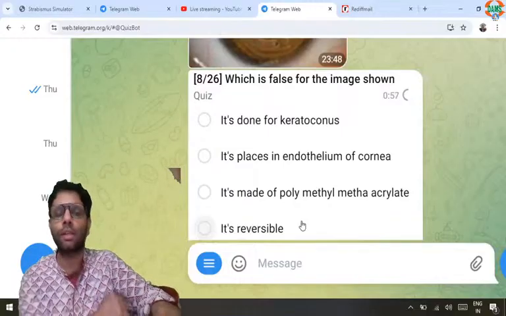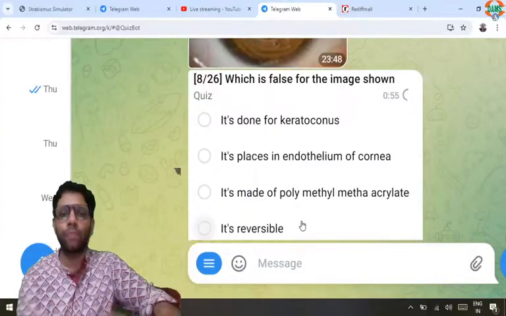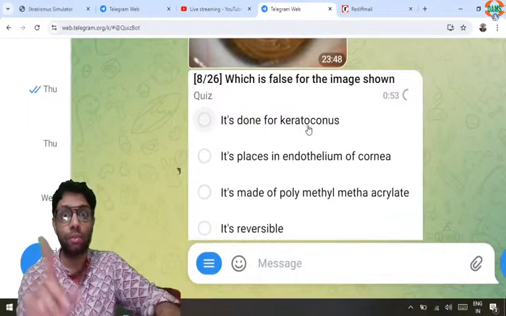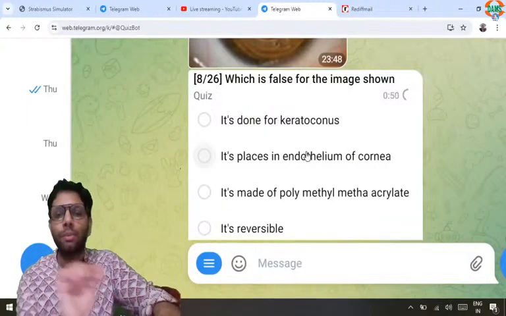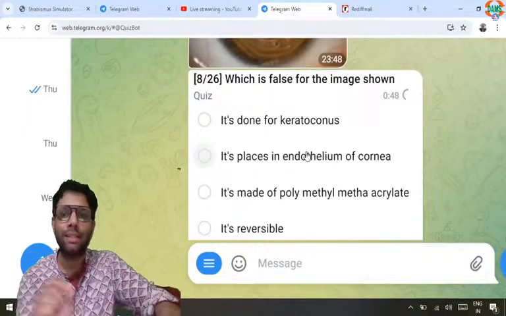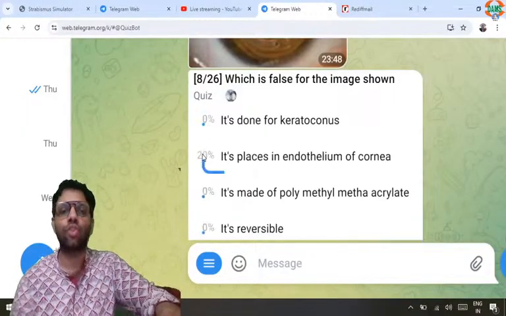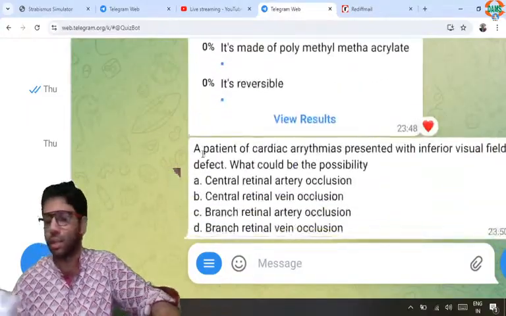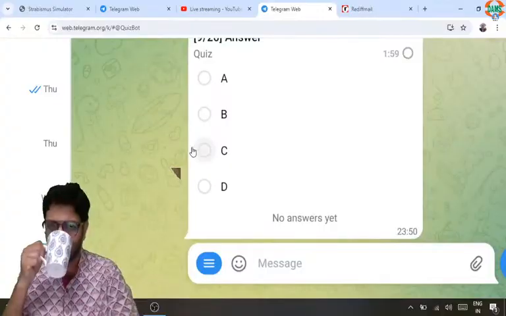Even if you don't know it's reversible or made up of PMMA, you should know it's done for keratoconus because it was a PYQ, and you should know the endothelium is a single layer of the cornea. You cannot place it in a single layer; you have to place it in the stroma. That is ICRS for non-progressive keratoconus.